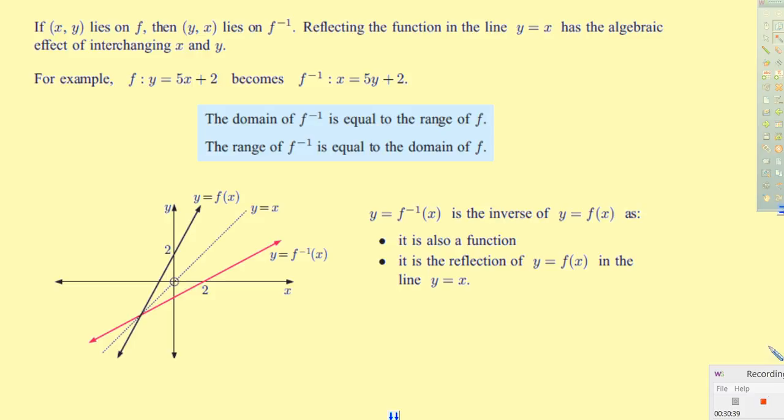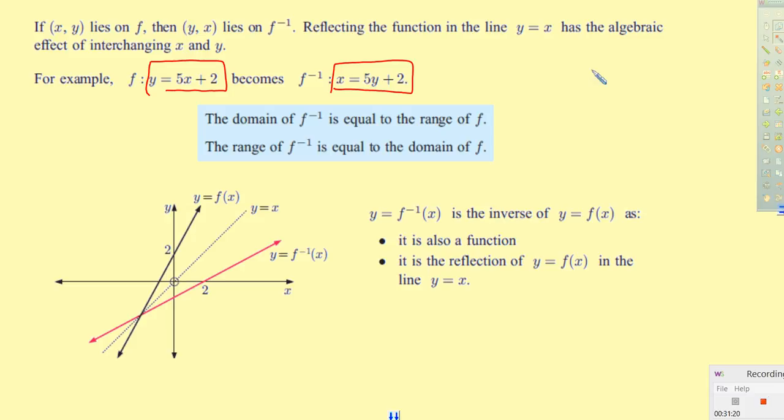And reflecting the function in the line y equals x has the algebraic effect of interchanging x and y. So x becomes y, y becomes x. And this brings us back to the concept that we already touched upon several weeks ago, where we can say that if, for example, y equals 5x plus 2, then the inverse is going to be x equals 5y plus 2. So I've swapped my x's and y's.